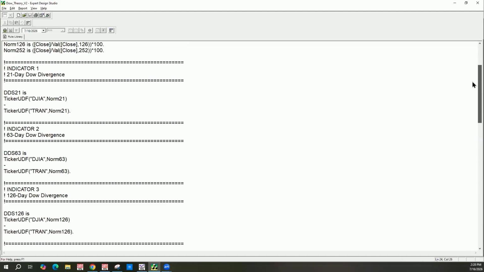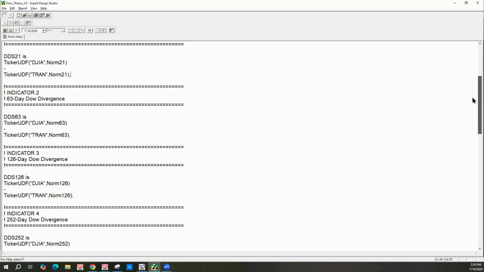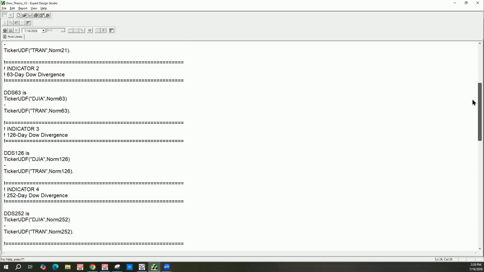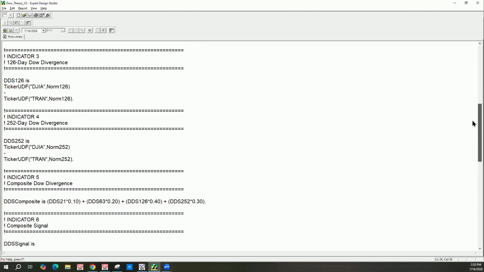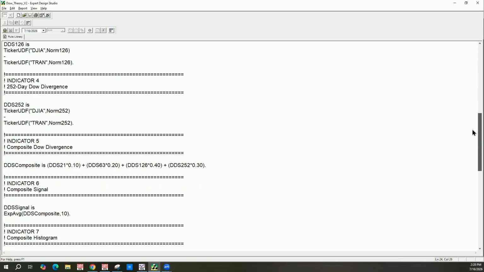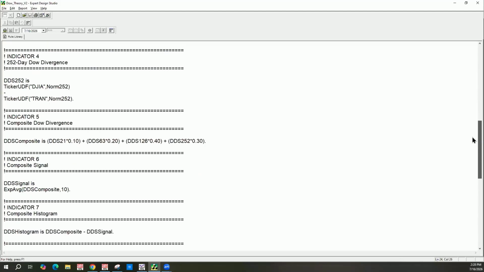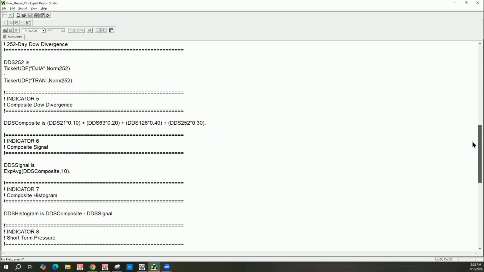What's the divergence? A 126, a 63-day Dow divergence. So it's looking over a particular period of time. Fairly simple stuff overall. And right now there are things I'm testing, doing a composite of the different divergence periods to see what happens. But overall, based upon what we've seen in the last 10 years, it does appear that the best place to start from in looking at an indicator like this is the 6-month period.